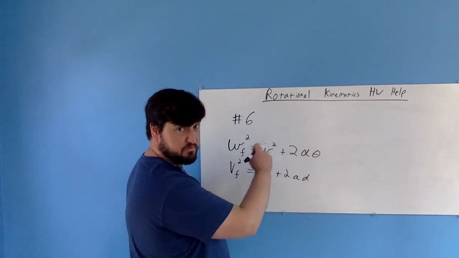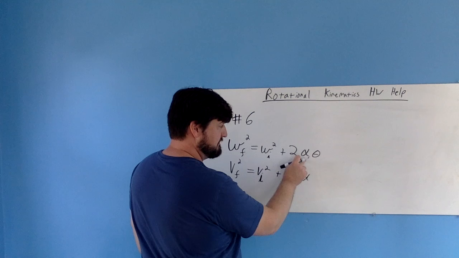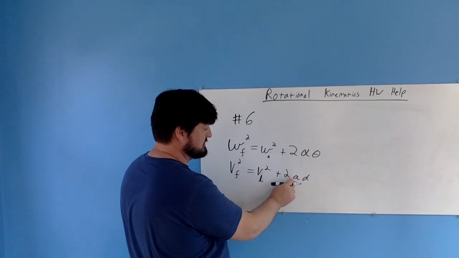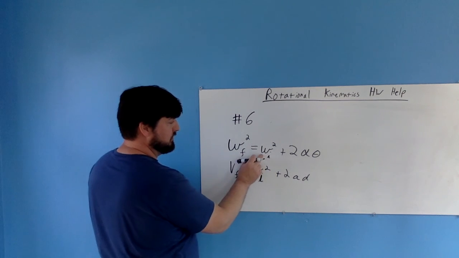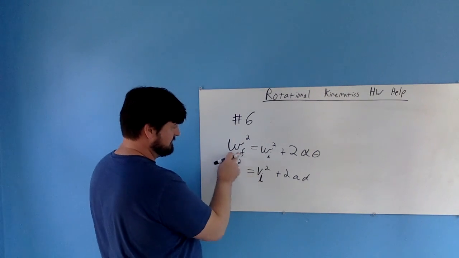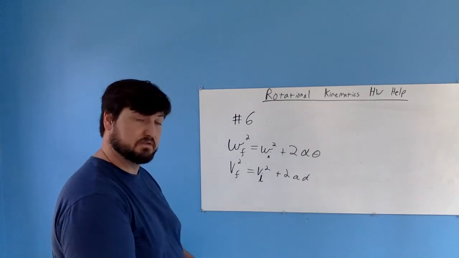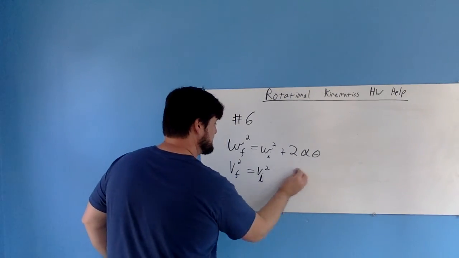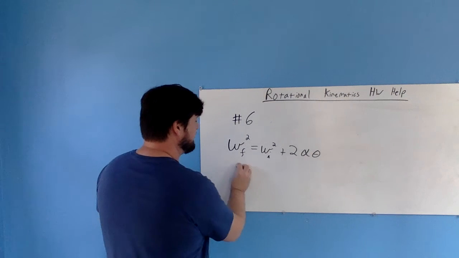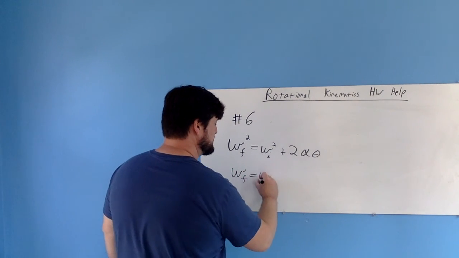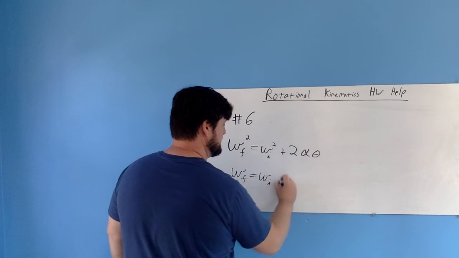Omega initial squared plus 2 alpha theta. Theta is the distance we've covered, the number of radians we've gone through. Alpha, angular acceleration, instead of our acceleration. I have an omega instead of a v for my initial and my final. So that's how I got to this timeless equation. I can solve number 6 that way, or if I want to know a final omega, I can just use my omega final equation, which is this.